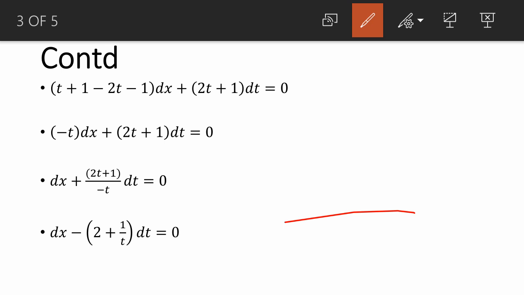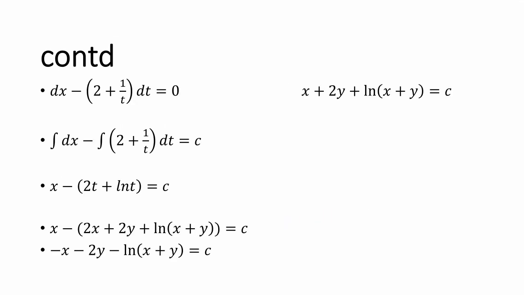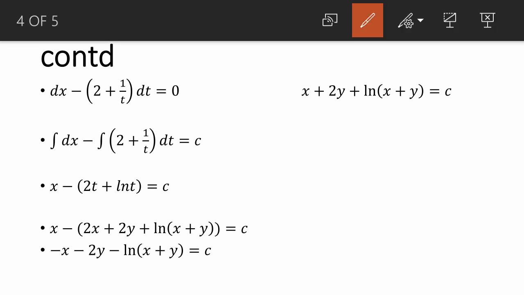Now let's continue from there. You now have dx minus (2 + 1/t) dt = 0. Now this is exactly a separable variable function. To solve that, you have the integral of dx minus the integral of (2 + 1/t) dt equal to a constant c. That's the solution to a separable variable. Now the integral of dx is x, like we know. The integral of 2 is 2t, since we are integrating with respect to t here, and the integral of 1 over t is ln t, all equal to a constant c.